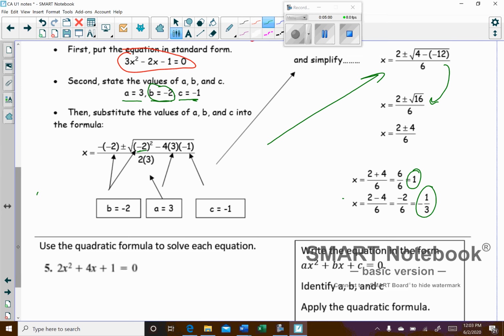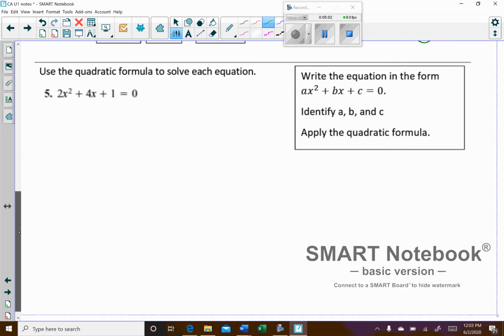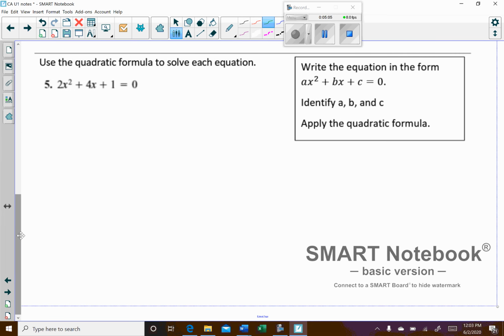So let's go ahead and try some of these. Okay, so here are basically the directions. Write your equation in standard form, which ours already is, so we're good to go. Identify your ABCs, and then apply the quadratic formula. So in this particular example, my A is 2, my B is 4, and my C is 1. They happen to all be positive in this particular example.